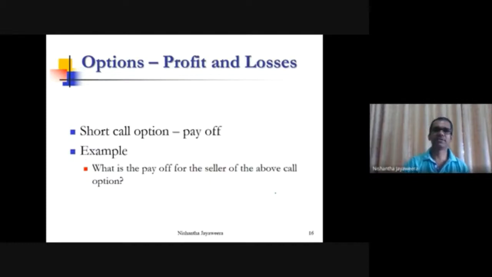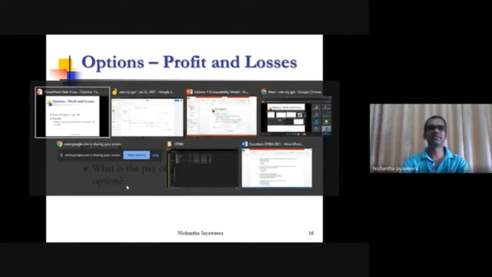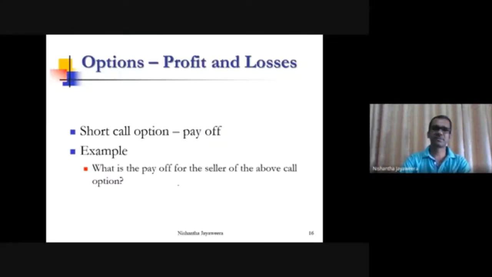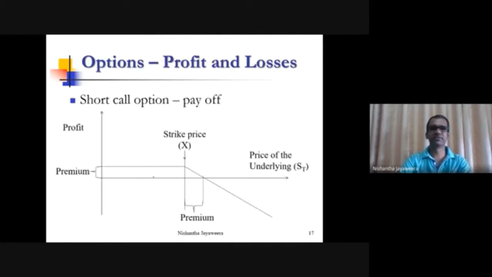Okay, if you don't have any questions, what is the payoff for the seller of the above call option? So we did that. We answered that question here. So this is the payoff for the seller of the call option. It is just the mirror image on the x-axis. So you may have to note it down here. It's given. This is the answer.